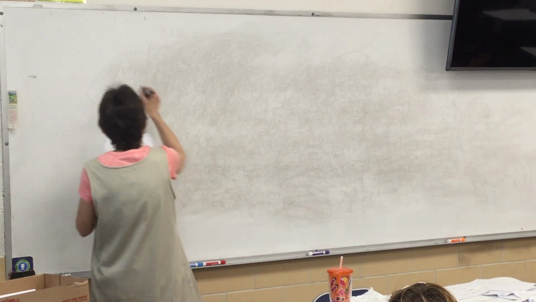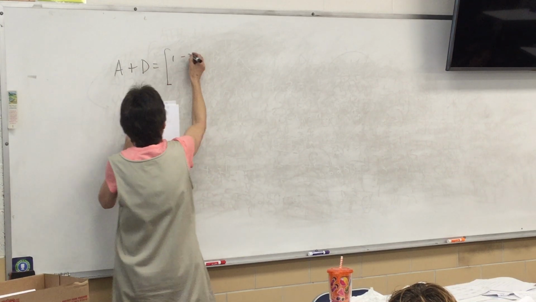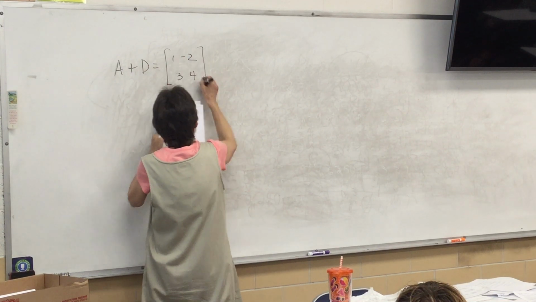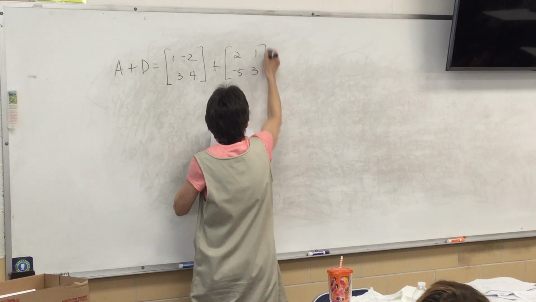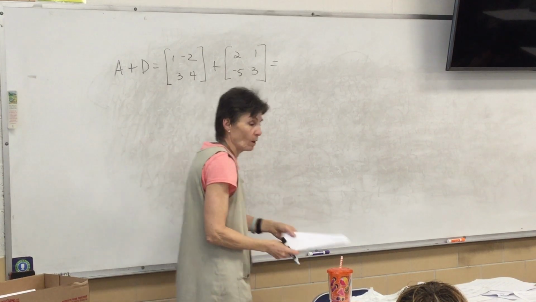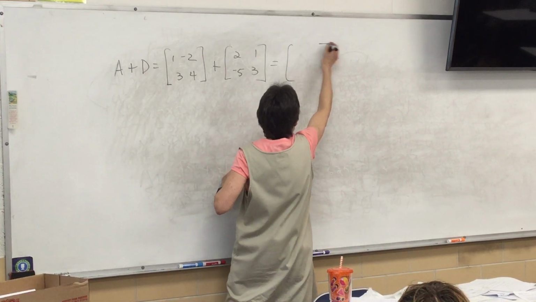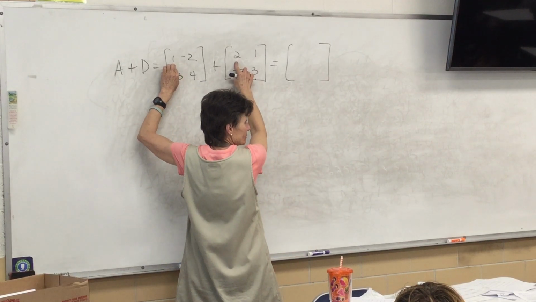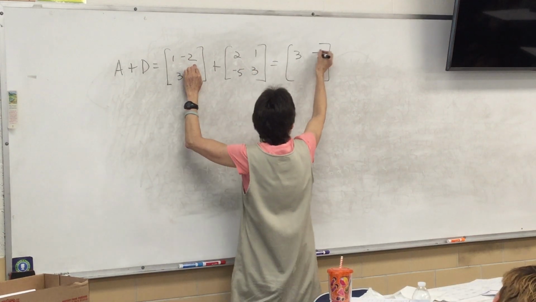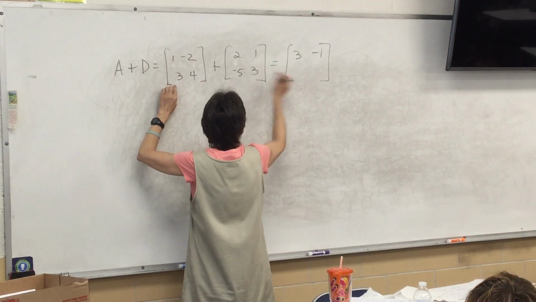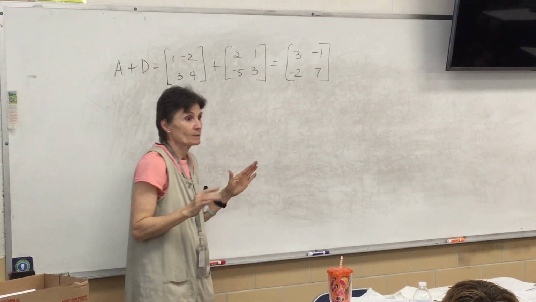A plus D. All right. Take a wild guess how we're going to add these, and you'll be right. It's the only logical way. Add the 1 and the 2, and the negative 2 and the 1, 3 and the negative 5, and the 4 and the 3. Does that make sense to everyone?